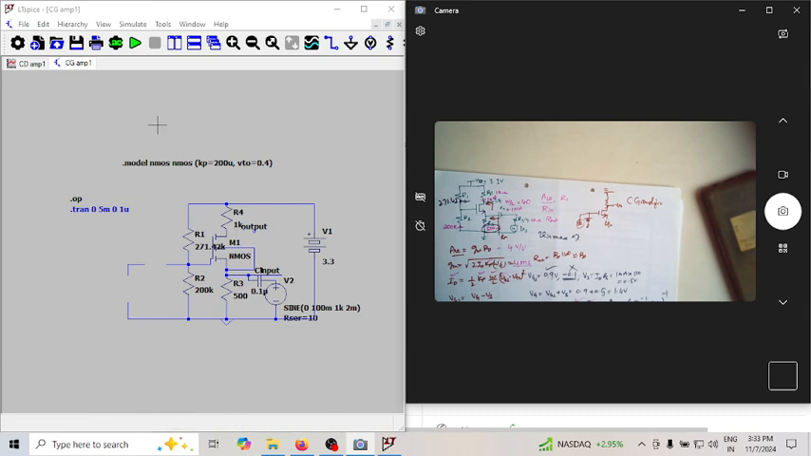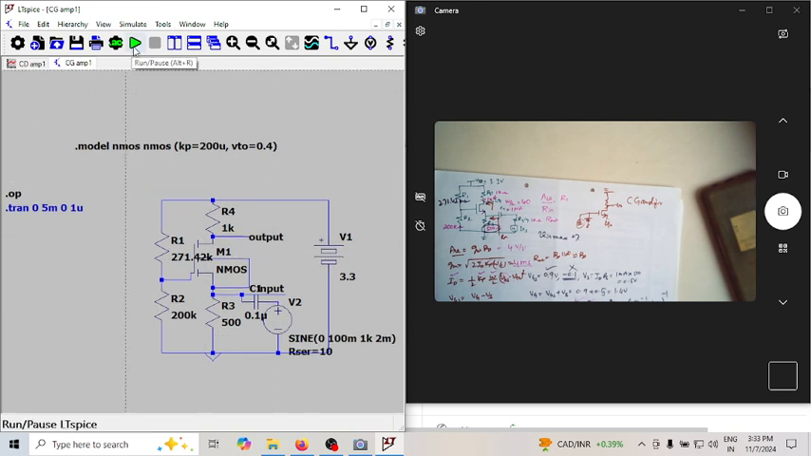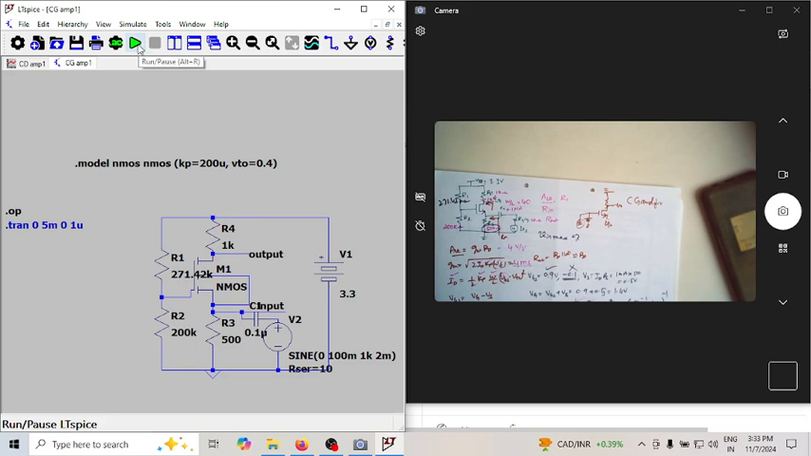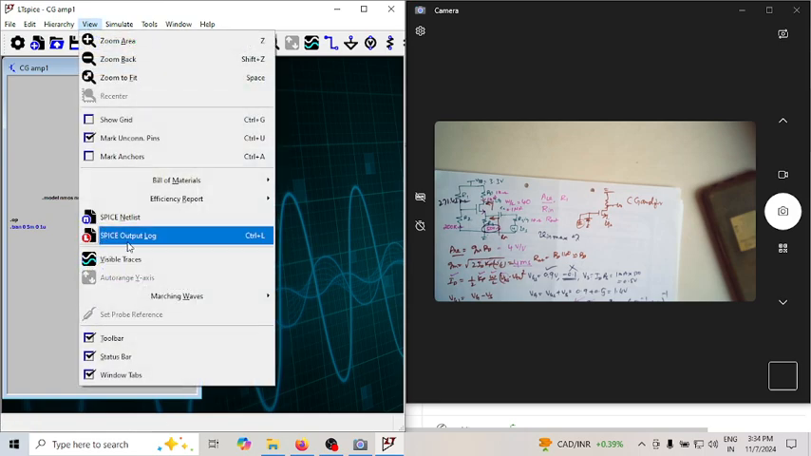So now, let me just correct it out. Let us make this a bit clear. So this is my circuit. This output, let me connect it here, otherwise it will not be visible in my list. Okay, this is input. If I run it now, since I'm doing dot op, I will be getting the specifications. Let me go to this view and output log.